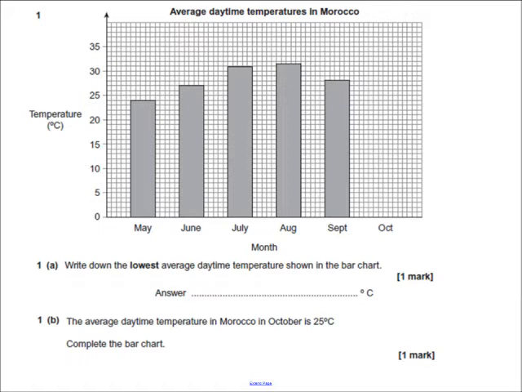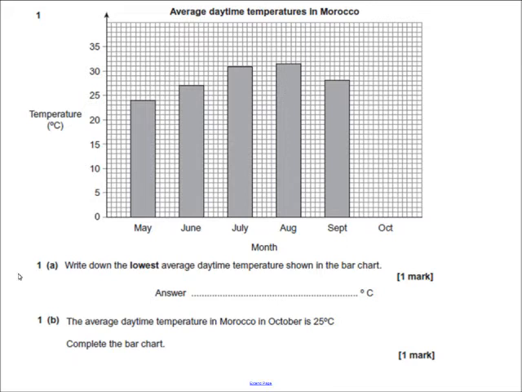Okay, let's start the paper with question 1, and this question is on bar charts, and here we're showing the average daytime temperatures in Morocco. The temperatures are down the left hand side and the months are across the bottom. What you have to remember with bar charts is the width of the bars are the same and there's a gap between each of the bars.